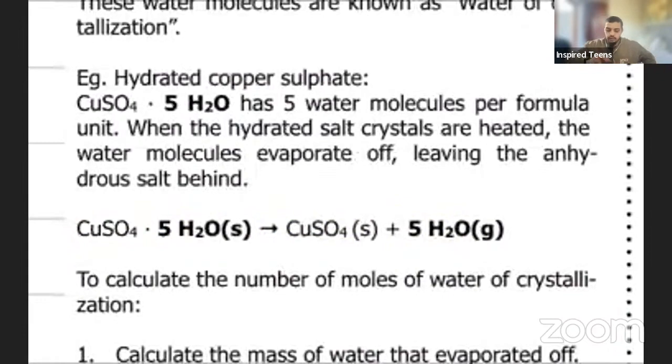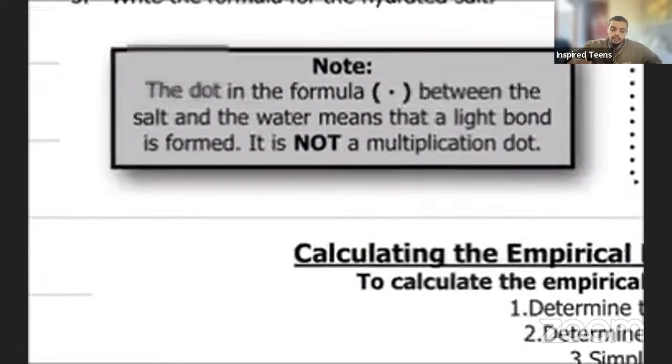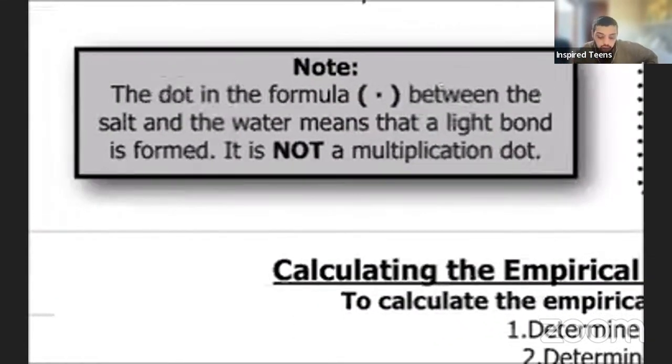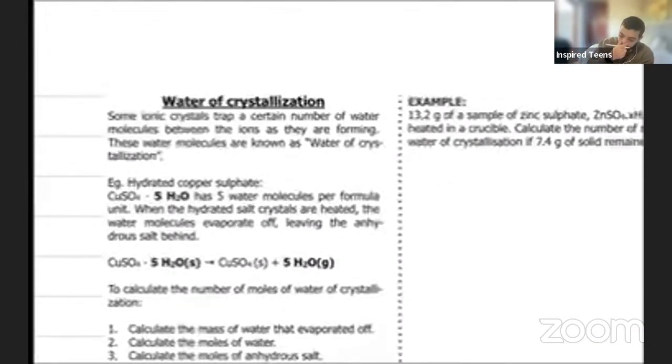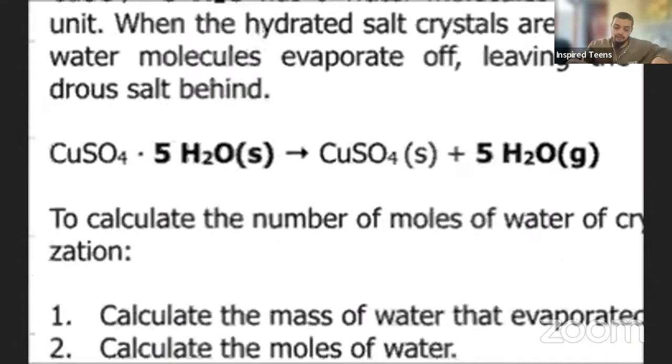So to calculate, the steps we'll go through after we actually do it practically. Just note the dot in the formula between the salt and the water means that a light bond is formed and not a multiplication dot. That's important. It just means there's a bond between the CuSO4 and the 5H2O.